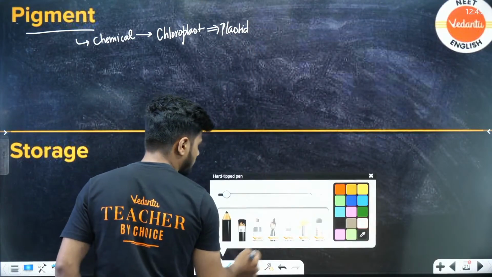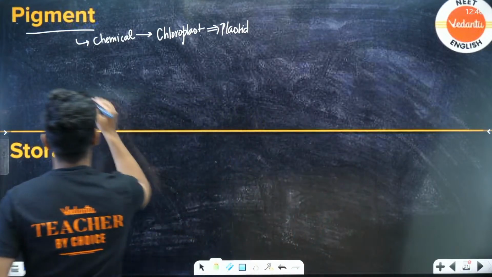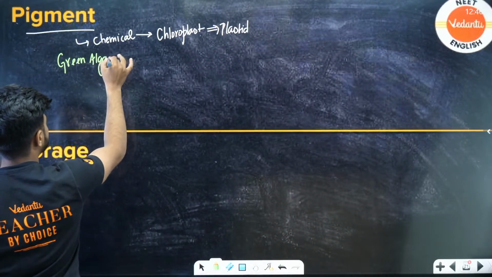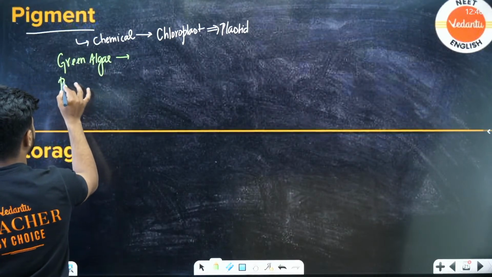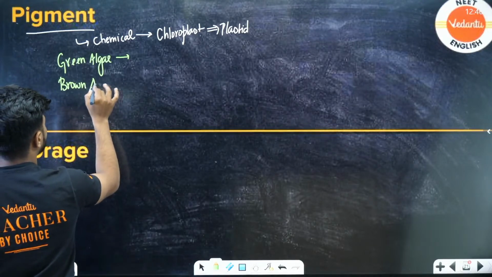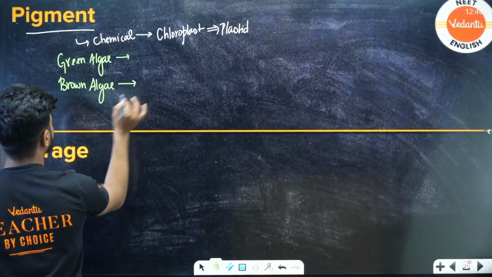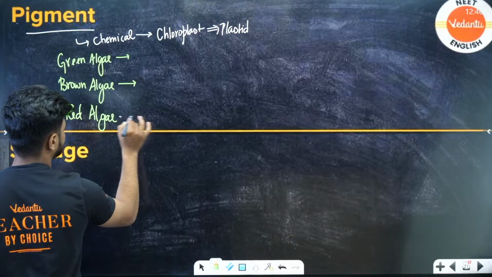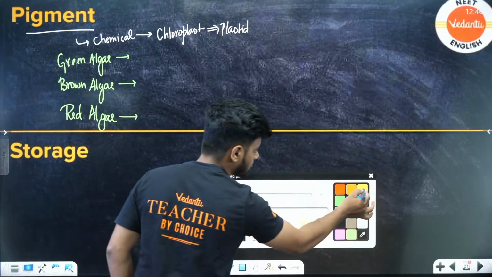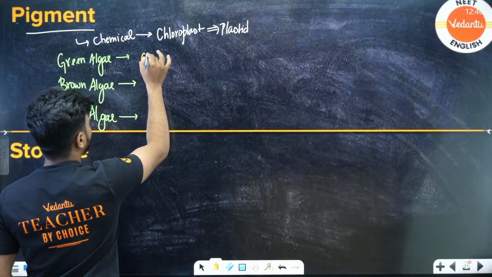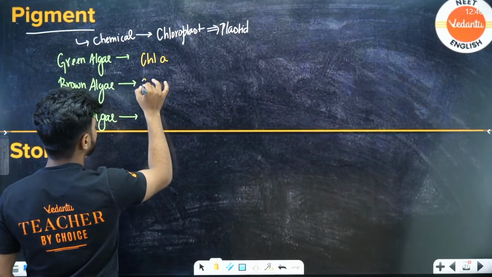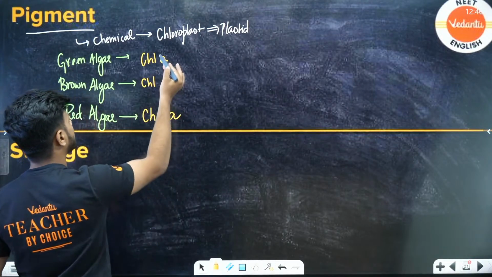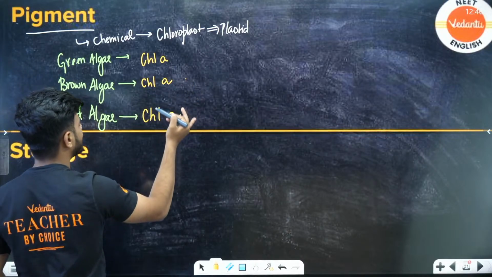Now, let's write green algae here. Let's write on entire algae, then we can tell easily. I'll show you a small trick also. Green, brown algae and red algae. See, let me tell you first of all, chlorophyll A is a common pigment in your green, brown as well as your red.